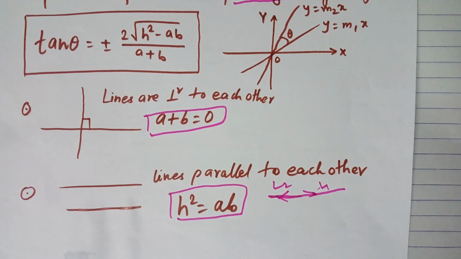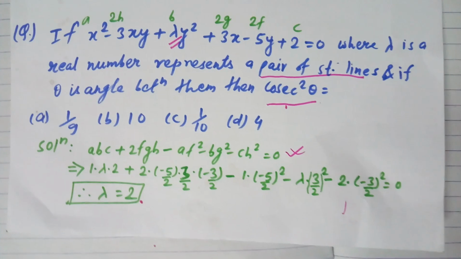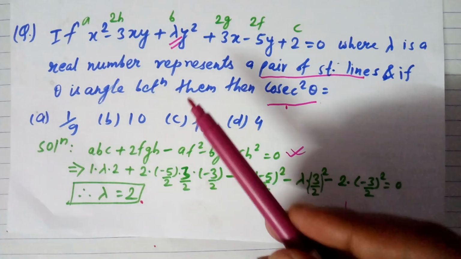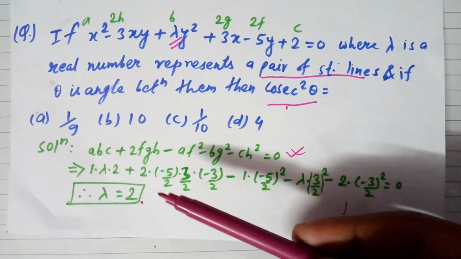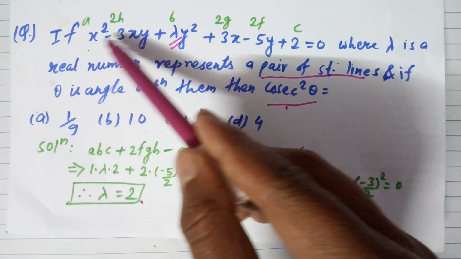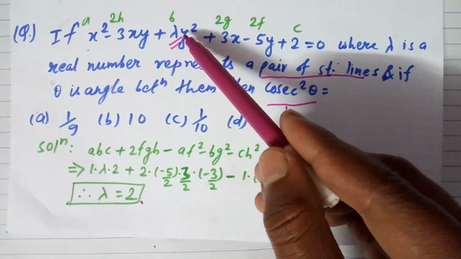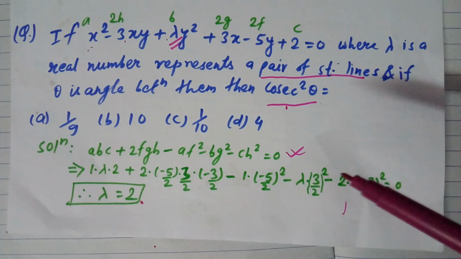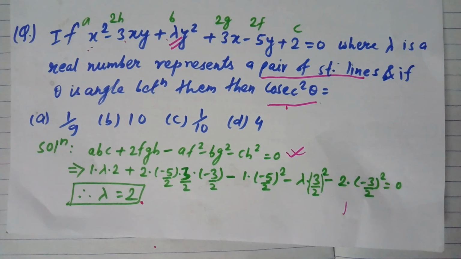Now let's move back to the initial problem. We have calculated lambda. Now since we have calculated lambda, we can substitute that lambda in here. So we have x square minus 3xy plus 2y square. We need only these coefficients in order to calculate the angle theta. Now let's calculate angle theta.